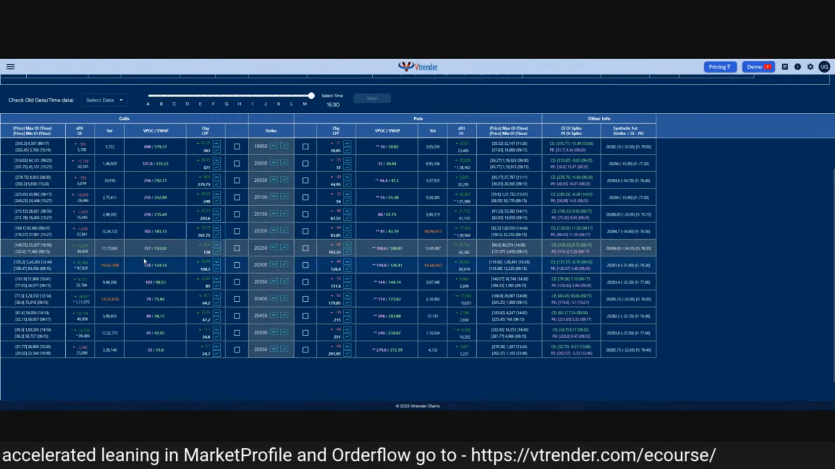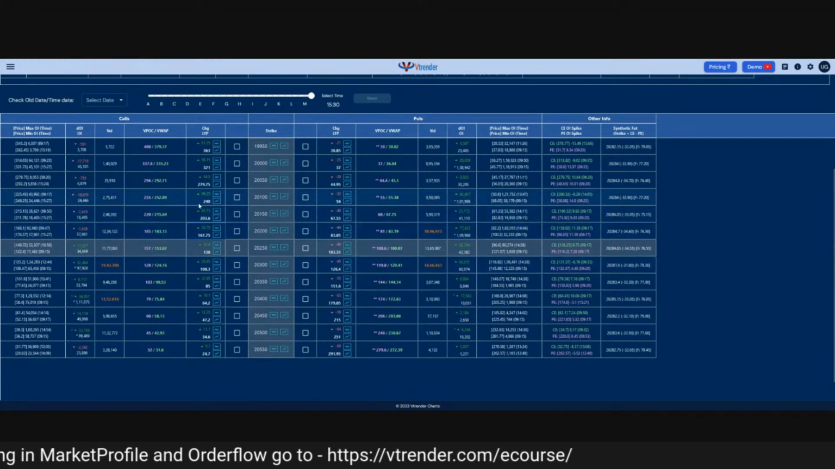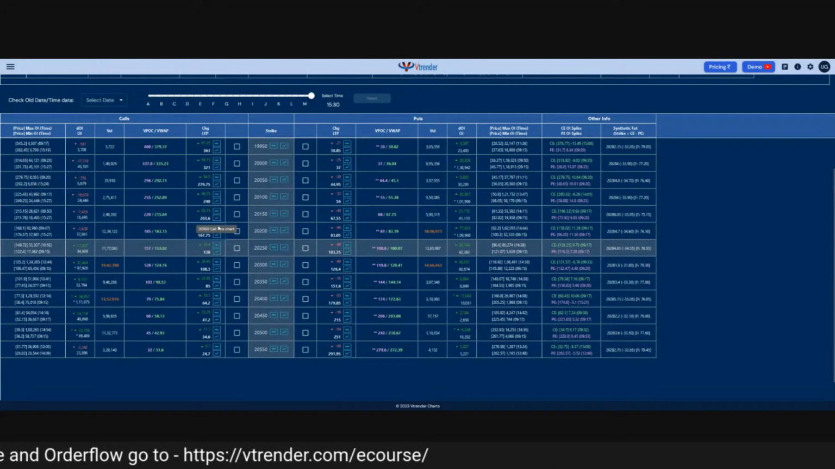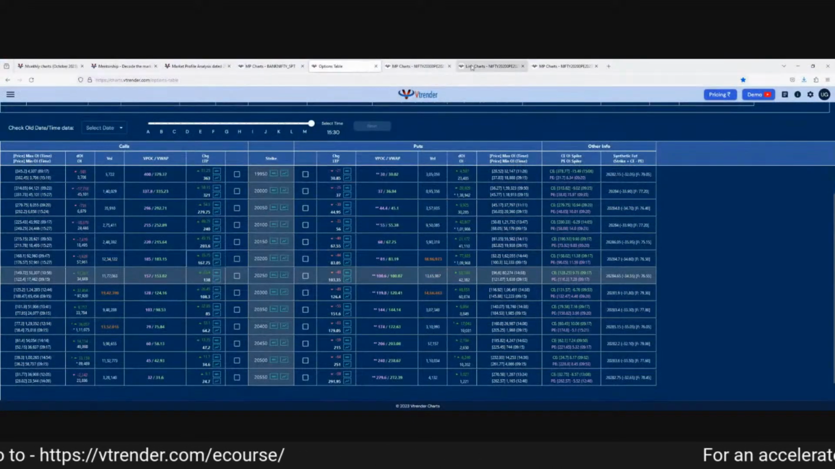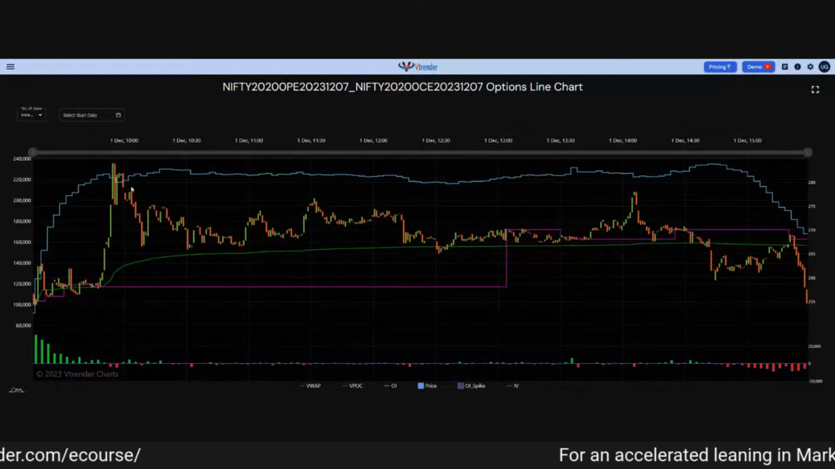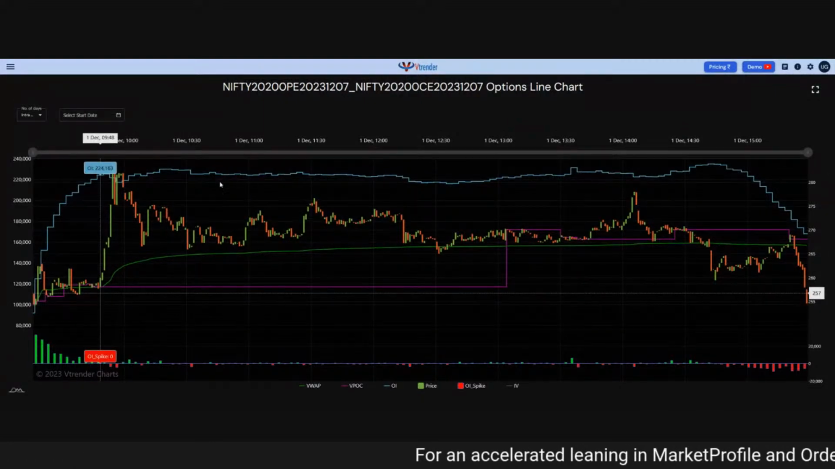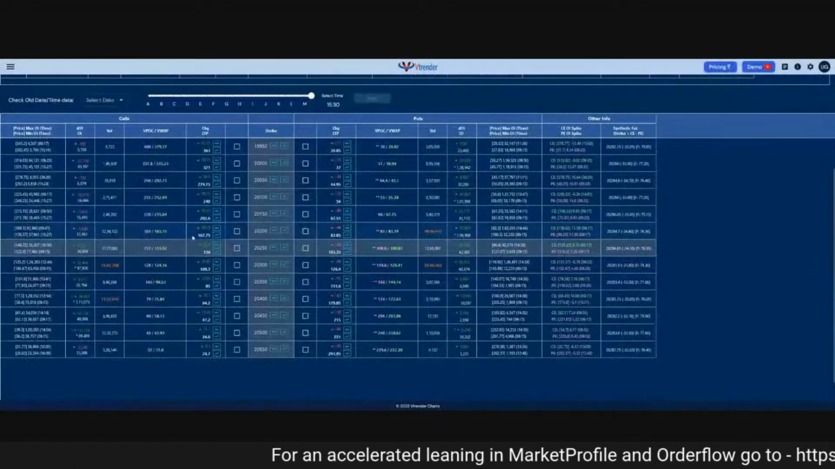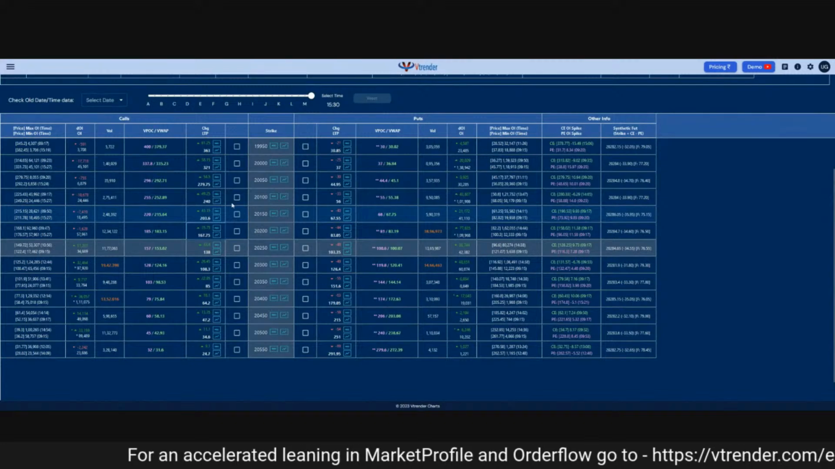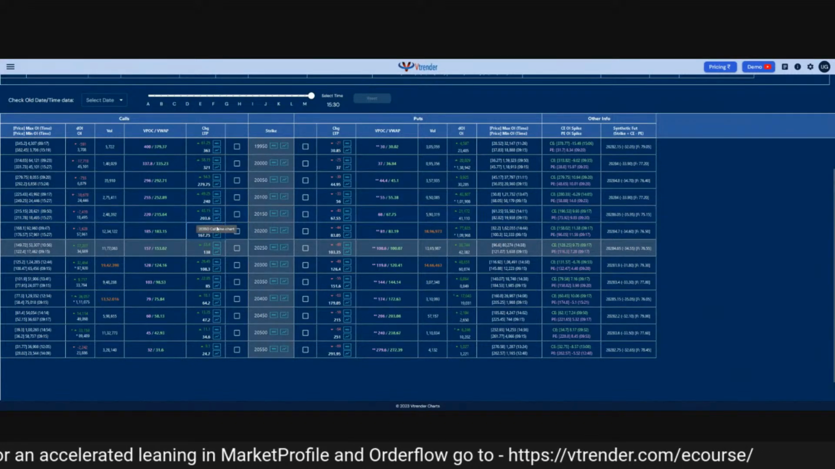So as I was telling, I'll just quickly open the 20,200 call line chart, because what we saw in the straddle, this move should be easily visible for us in the line chart as well. So in live markets, how can we take a trade on that?